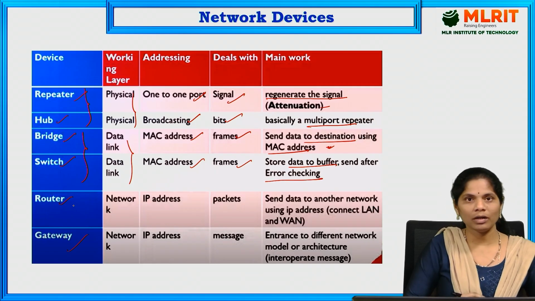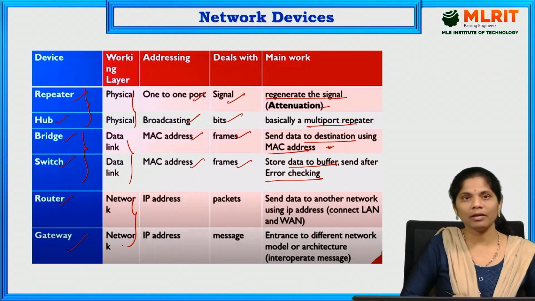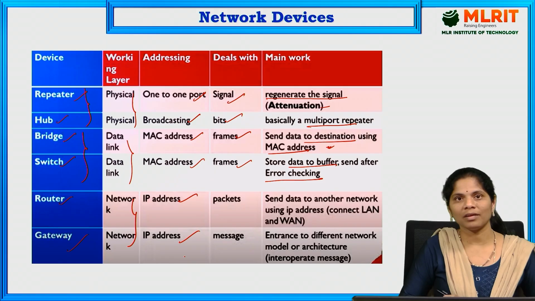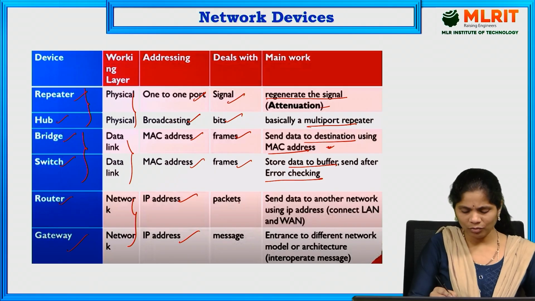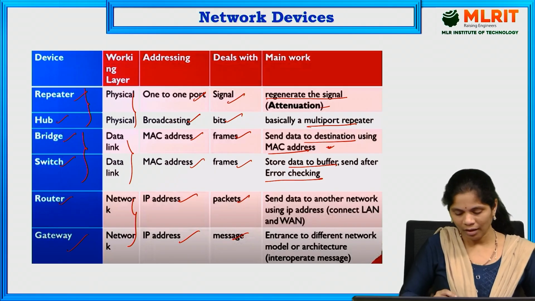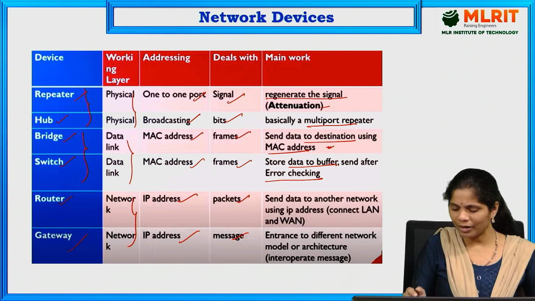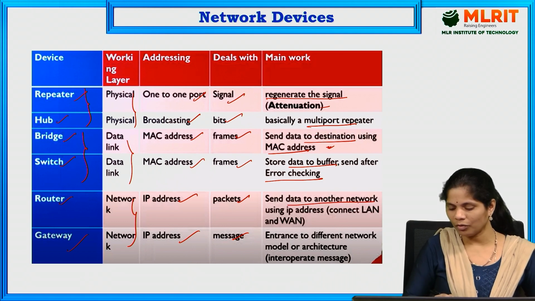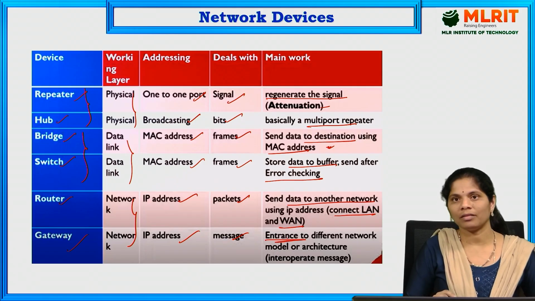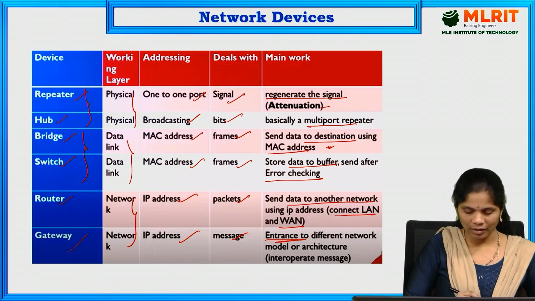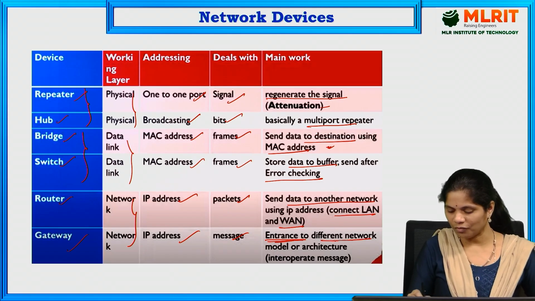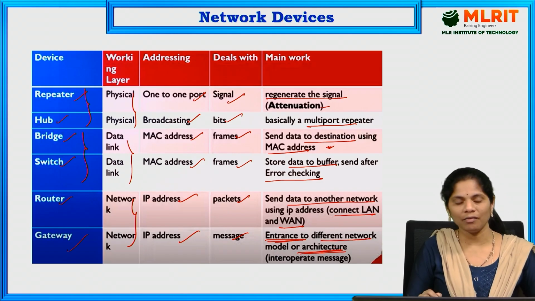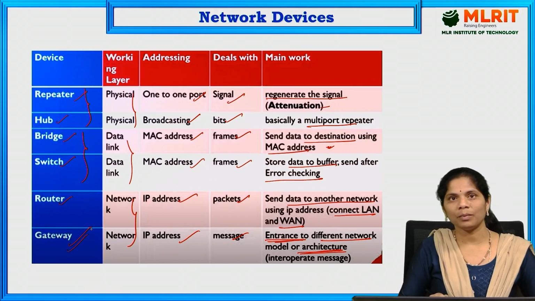And coming to router and gateway, here it is the network layer. Both work with the network layer, and both use IP address, that is internet protocol address. The router uses packets and messages. Whatever data is going to connect to another network using the IP address, that is connecting the LANs and WANs, we are going to use the router. And the gateway is an entrance to a different network, where the total architecture is different. There we are going to use the gateway. That is the main work of the gateway.